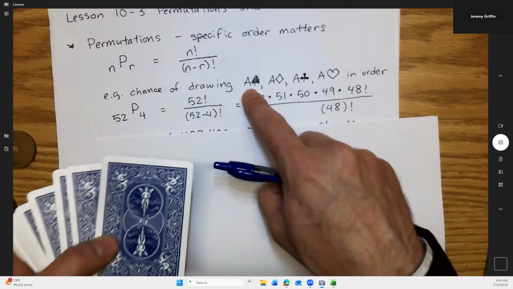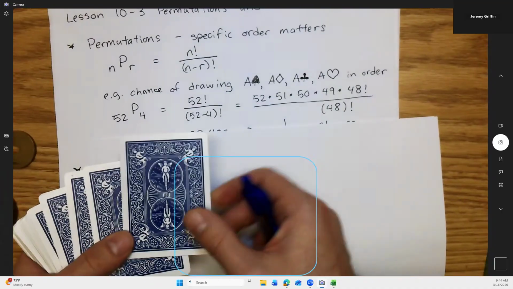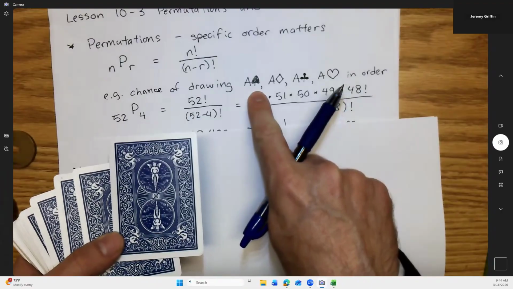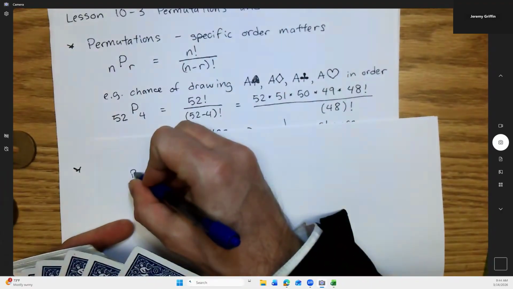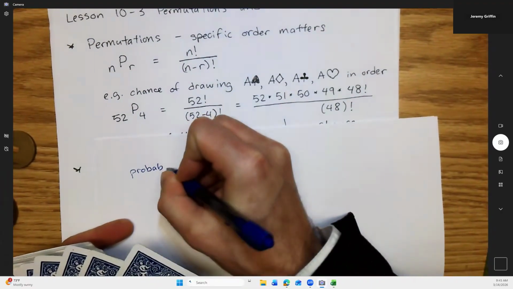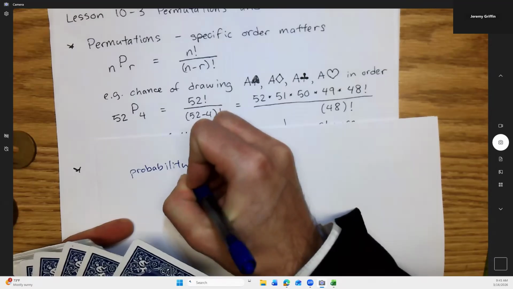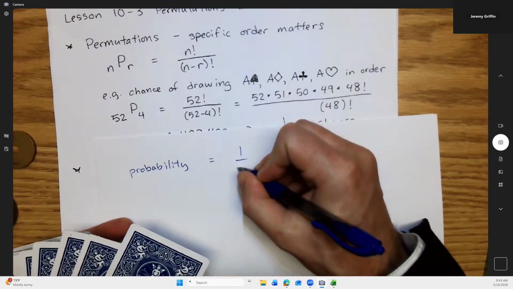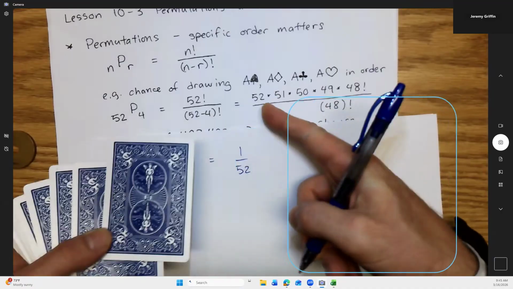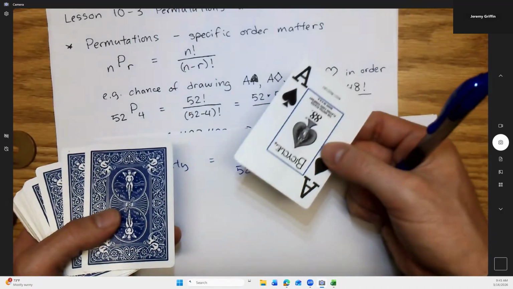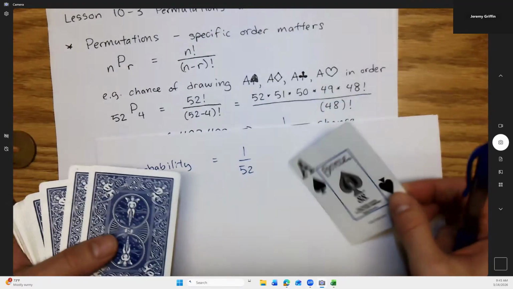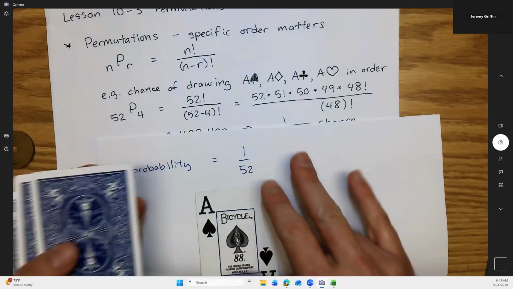The first card would have to be the ace of spades. You guys see that? You tell me: what's the chance that the top card is the ace of spades? 1 out of 52. So let's say probability equals 1 out of 52. As they turn it over, if it happens to be the ace of spades, well, that was going to happen 1 out of 52 times. So now that one's locked in place.